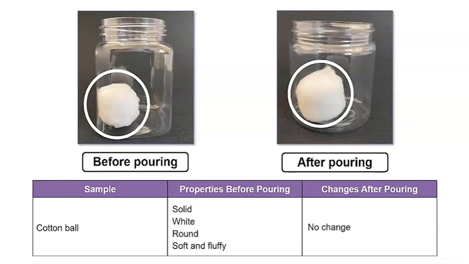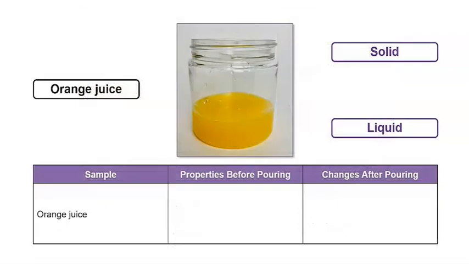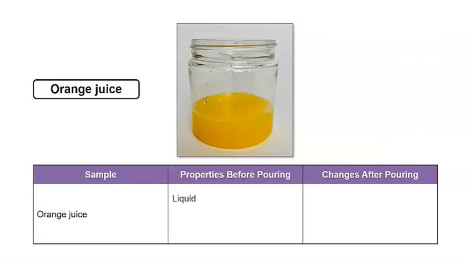Our next sample is orange juice. What properties do you observe? I observe that orange juice is a liquid. It's orange and it looks short and round. The surface of the orange juice is flat. What do you think will happen when we pour the orange juice into the second container? Let's find out.